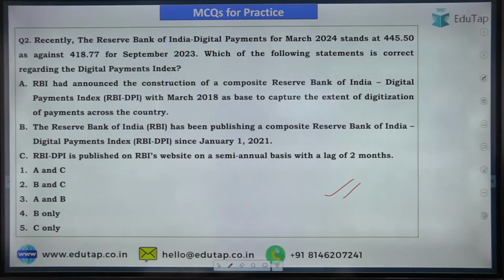Finance current affairs is required for IFSC, at least 2 to 3 months of finance current affairs.